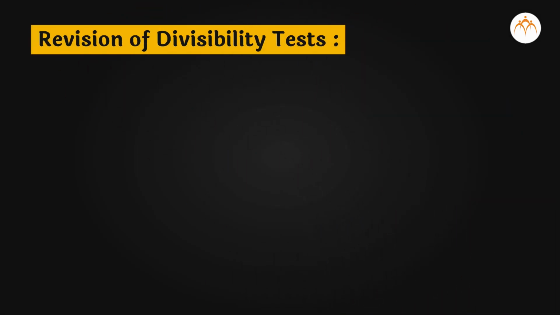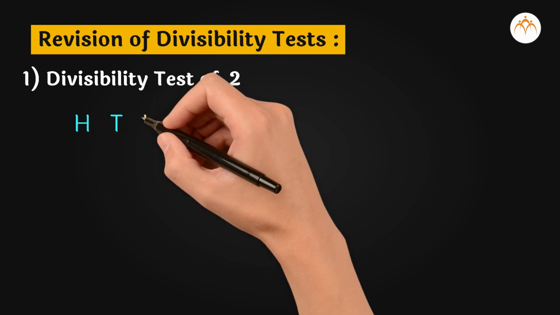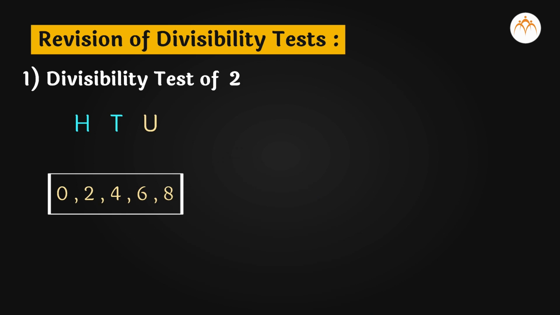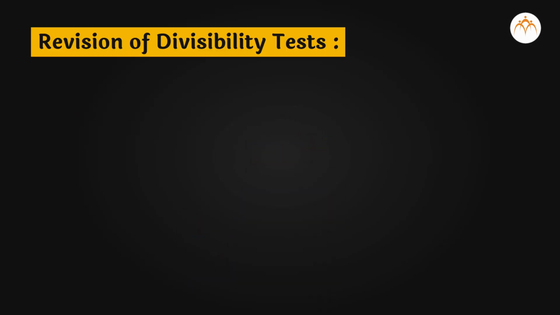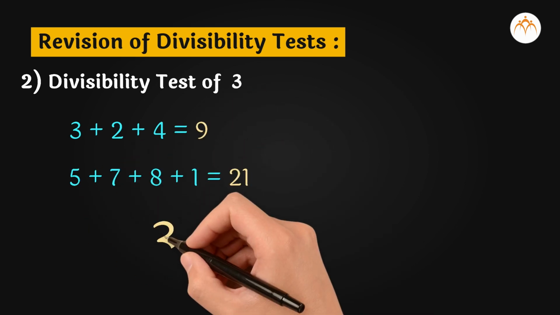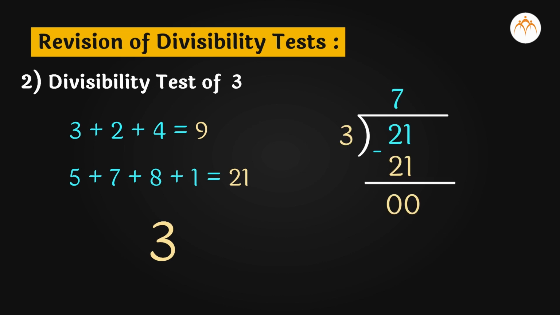Let's revise them. Divisibility test of 2. If the unit digit of a number is 0, 2, 4, 6 or 8, then the number is divisible by 2, meaning it is completely divisible by 2. Divisibility test of 3. If the sum of the digits of a number is divisible by 3, then the number is divisible by 3.